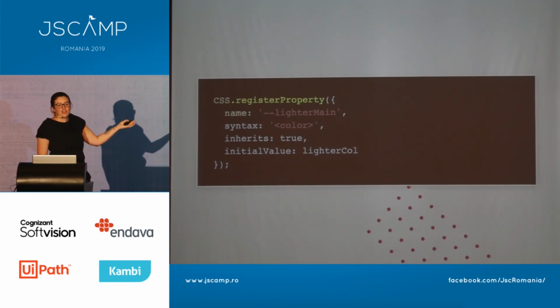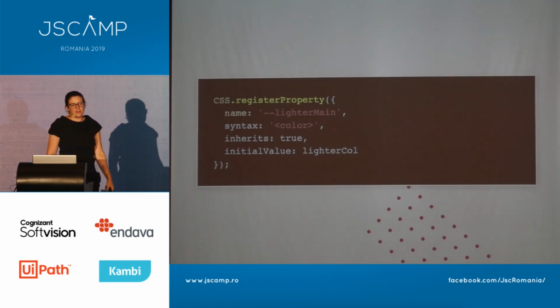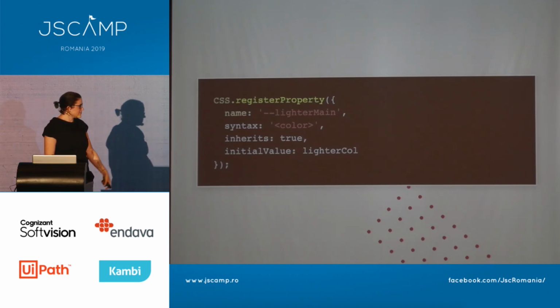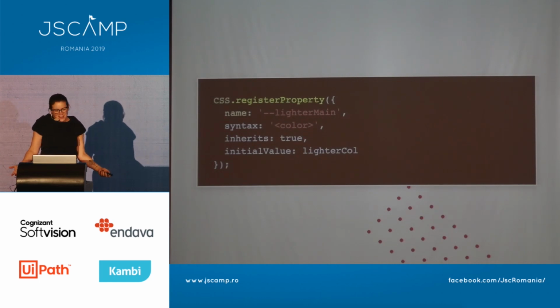And then the initial value. So you can set an initial value on this. You can change this later. You can use it in your CSS. You can do whatever you want. I'm setting it to whatever lighter color I'd done first in my JavaScript. And that's it. Properties and values. I'm like 2 down. This is great.